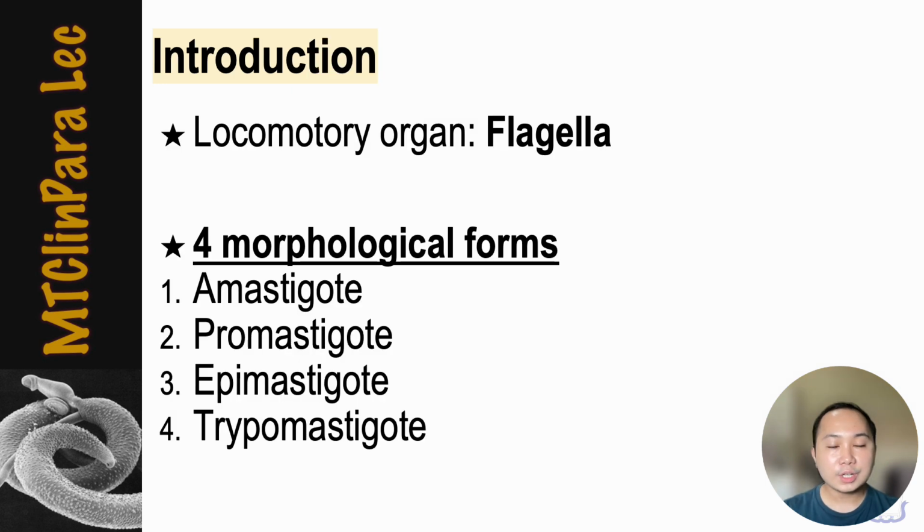For morphological characteristics, the species under this particular class are still flagellates, so their main locomotory organ would still be the flagella. What is unique for these species is that they may contain four morphological forms: the amastigote, promastigote, epimastigote, and trypomastigote. So let's discuss each one of them.